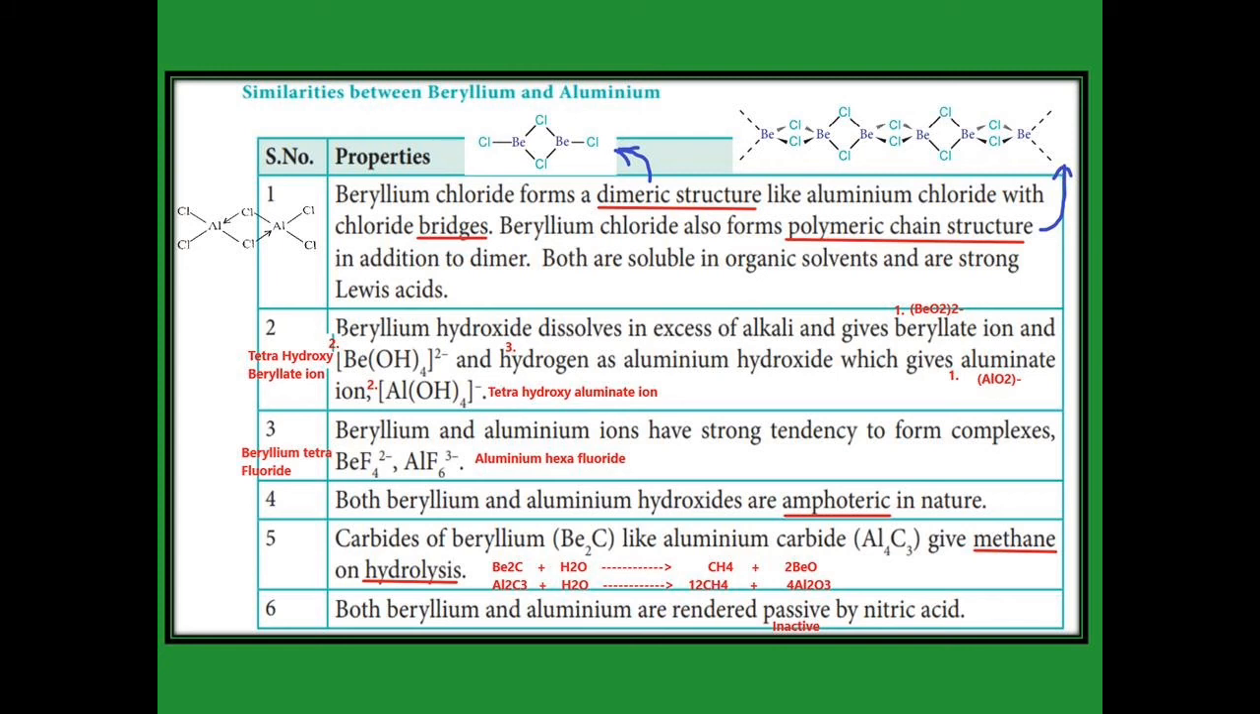And the carbide of beryllium: beryllium carbide with water produces methane and beryllium oxide. In the same way, aluminum carbide with water also produces methane plus aluminum oxide. Al2O3 is the aluminum oxide. See the reaction. And the sixth point, they are inactive toward nitric acid. Beryllium and aluminum both become inactive with nitric acid.